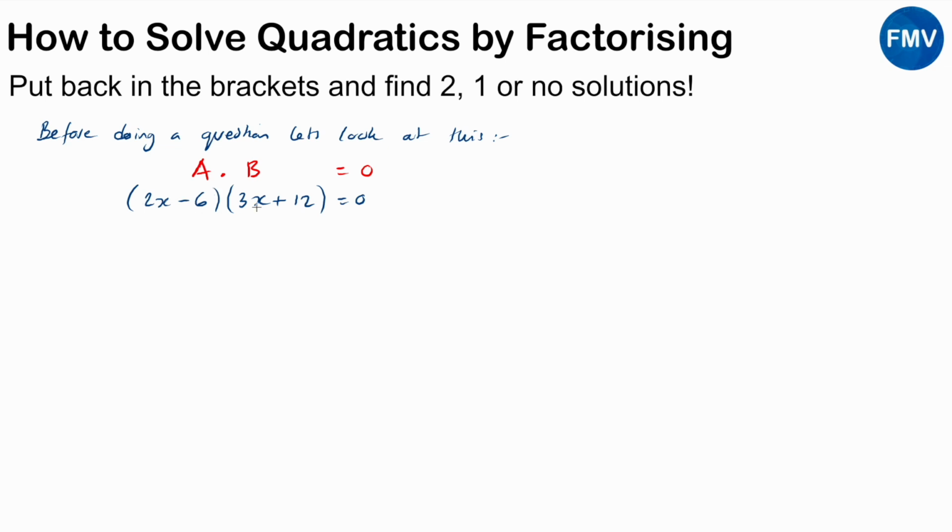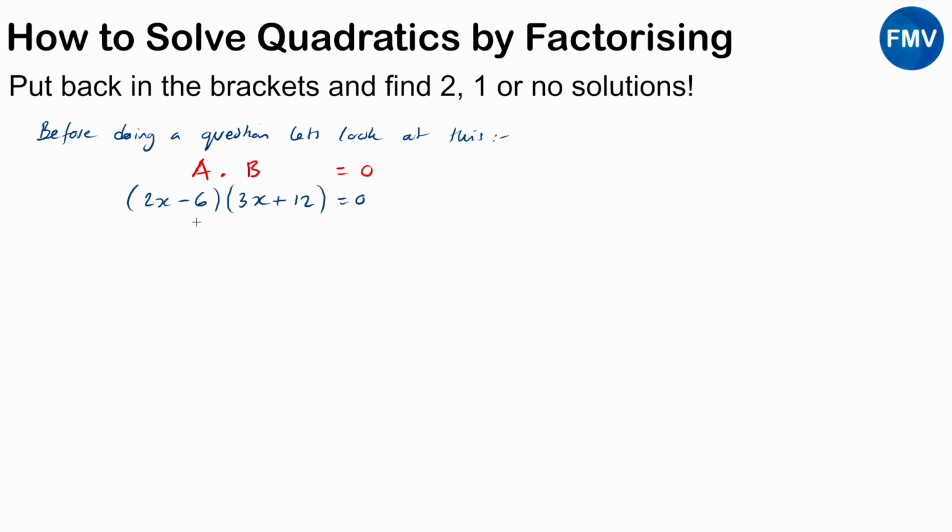So to make this whole thing equal 0, we need to make A equal to 0 and then B equal to 0. Because if we have 0 multiplied by B, we get 0. And if we have A multiplied by 0, we get 0. So our aim is to make this side of the bracket equal 0 and then to make this side of the bracket equal 0. Let's have a look.